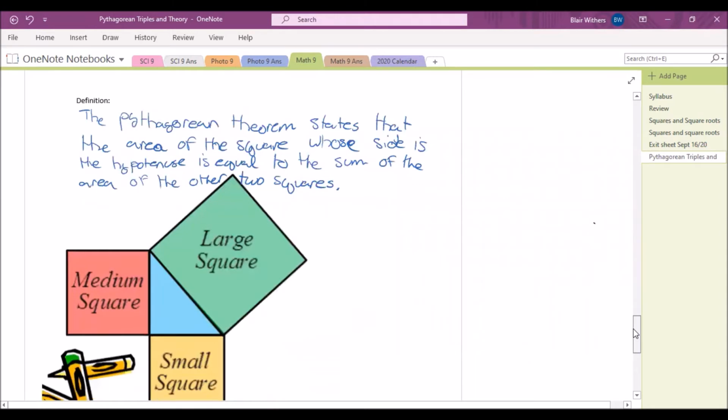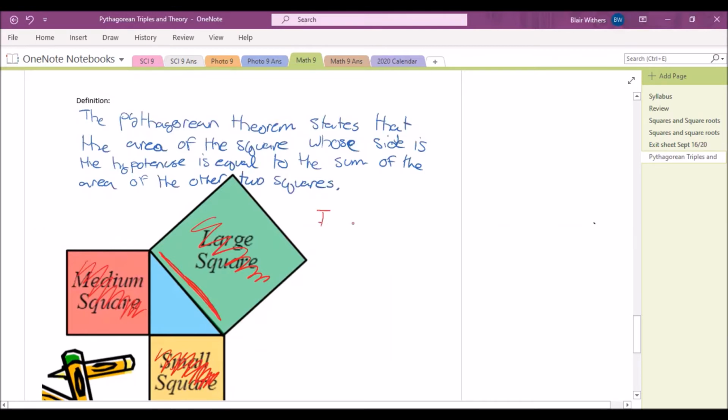Moving on to the Pythagorean theorem, we're going to start out with a definition that you should write down. I've already written it down. Our definition says that the Pythagorean theorem states that the area of the square whose side is the hypotenuse, so that's this square right here, all this space in here, is equal to the sum of the areas of the other two squares. So that's the sum of the area of this square and this square. Now that's really wordy, and that sounds like a lot.